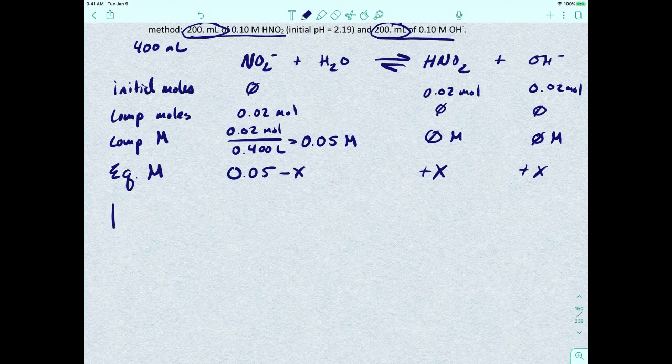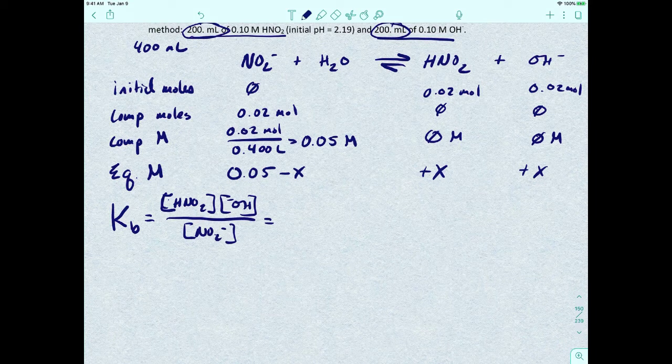All right, so now we have a Kb expression, which is the concentration of HNO2 times the concentration of hydroxide divided by the concentration of NO2 minus. And so those values, HNO2 is going to be X, OH minus is X, divided by the concentration of NO2 minus, which is 0.05 minus X. This is equal to 2.22 times 10 to the minus 11th.